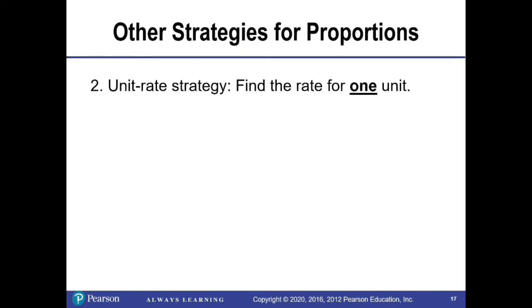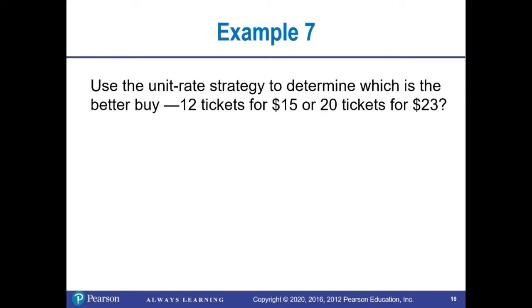A second strategy for proportions is the unit rate strategy. Here we find the rate for 1 unit. So let's look at this same problem that we looked at in example 6, but this time we're going to use the unit rate strategy to determine which is the better buy. 12 tickets for $15 or 20 tickets for $23. To figure out the unit rate, that means I want to know how much one ticket will cost.